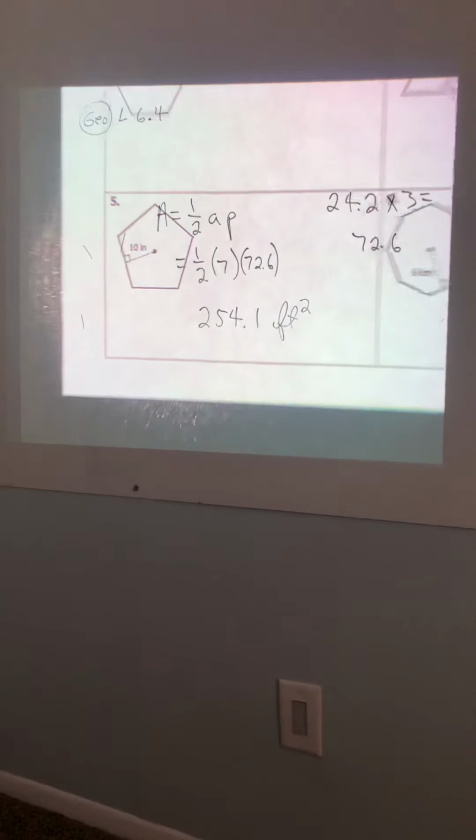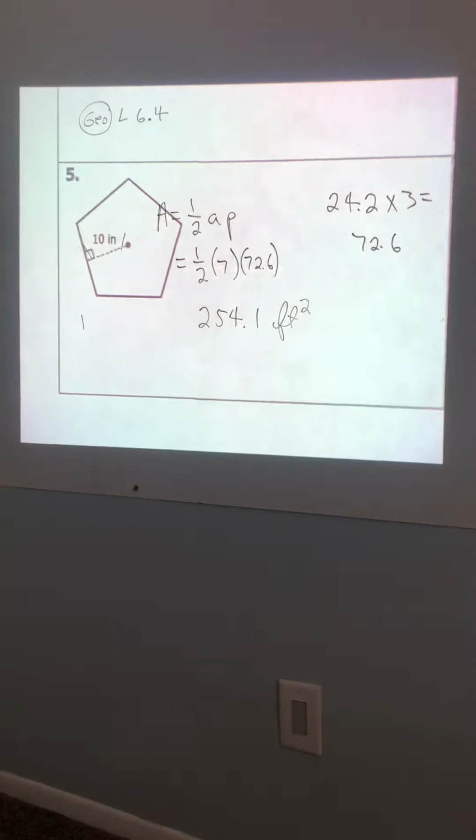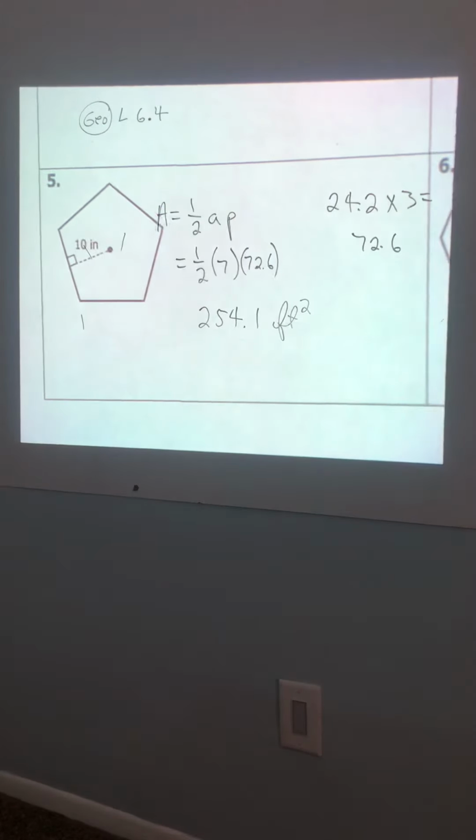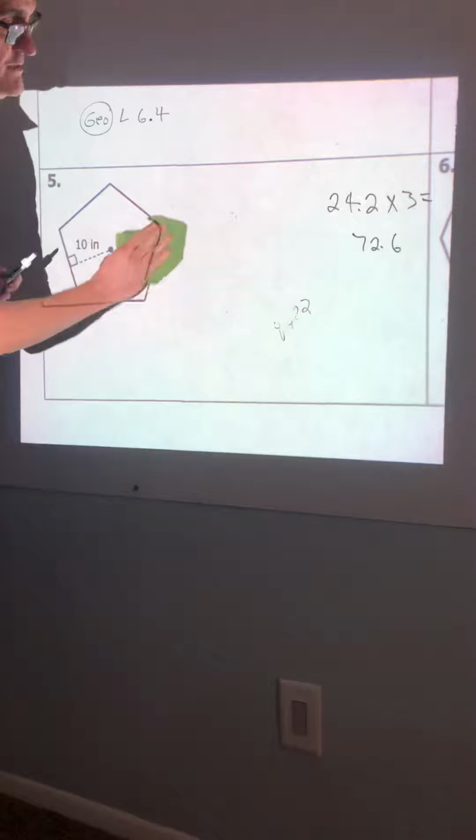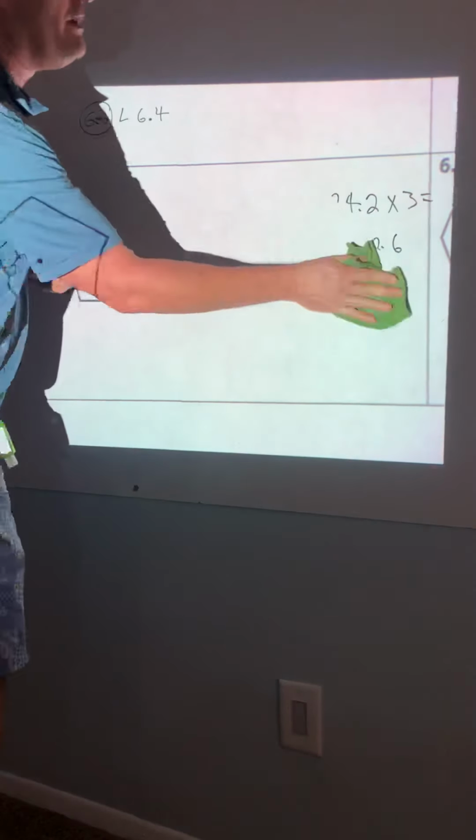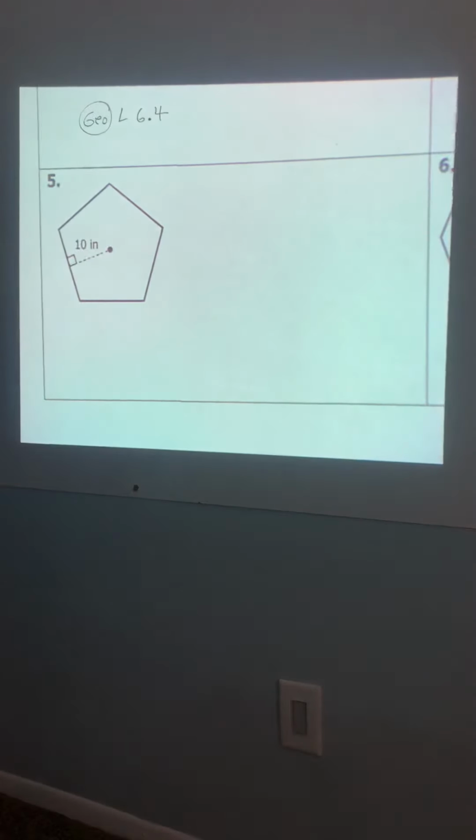Number 5. We're finding the area. We've got nothing better to do, right? So we might as well find the area of a regular polygon. Oh, wait, what's a regular polygon? I'm glad you asked again. A regular polygon has all sides congruent and all angles congruent. So let me go ahead and mark that right away. They told you this is regular, so all 5 sides are congruent, so it's a pentagon, and all 5 angles are congruent. Woohoo!